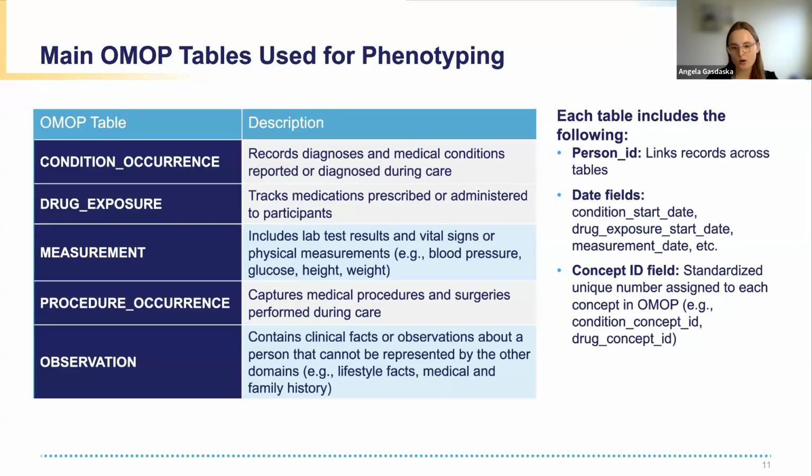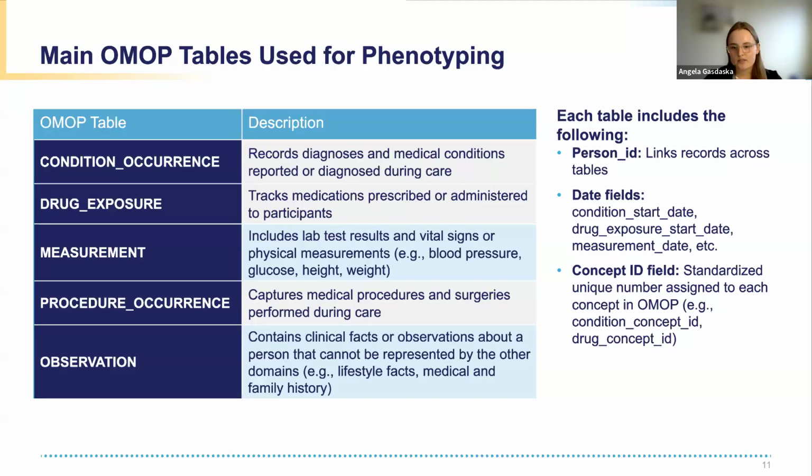There's the measurement table that has lab results, physical measurements, and vitals. That's where you'll find things like BMI or A1C for type 2 diabetes. We also have the procedure occurrence table that has procedures and surgeries. And then there's the observation table, which contains things like survey responses, lifestyle facts, and family history.